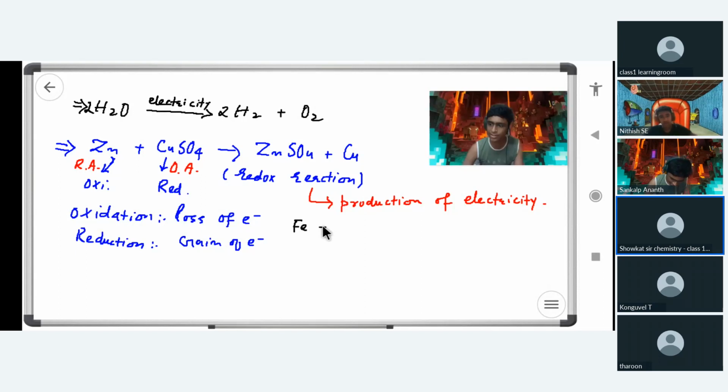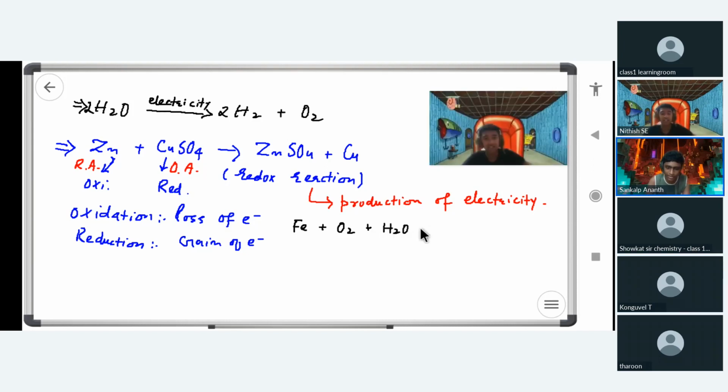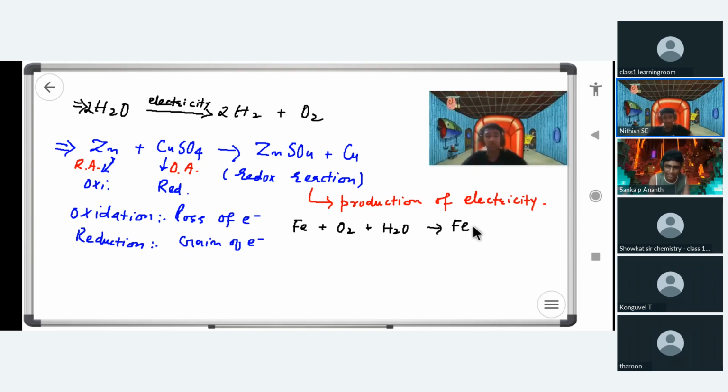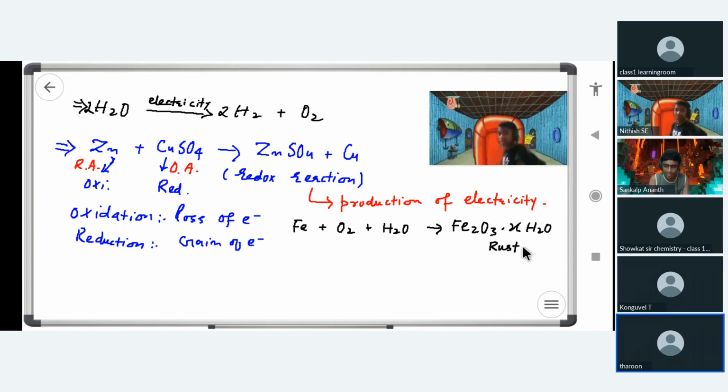Have you heard of the rusting of iron? Iron plus oxygen gives iron oxide, Fe2O3, plus water. This is your rust. Can you balance this?